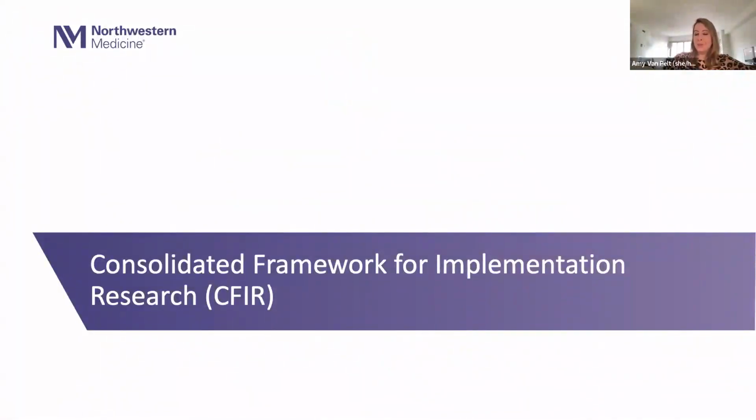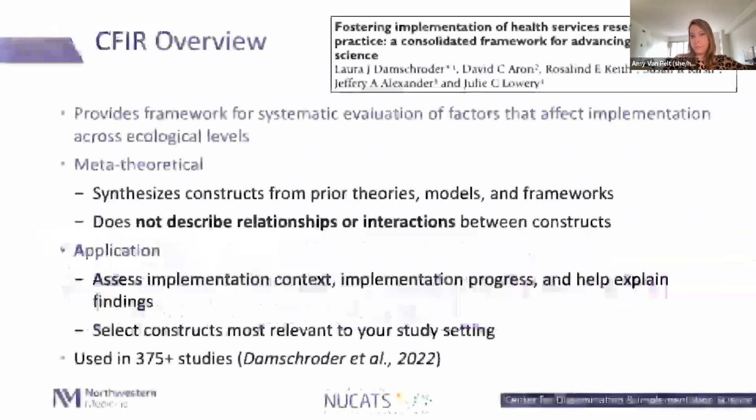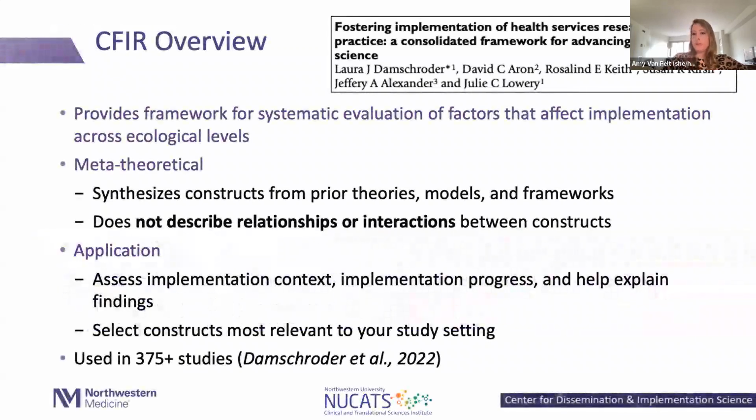As Allison mentioned, we are going to do a deep dive on one of the many determinants frameworks, and one of the most popular for understanding context is the Consolidated Framework for Implementation Research, and you all may have heard of this referred to as CFIR. So CFIR is a framework for the systematic evaluation of factors that affect implementation across ecological levels. And we do know that you all read the updated CFIR for class today, but we thought it would be helpful to explain the original framework, since most of the literature published to date includes this original framework.